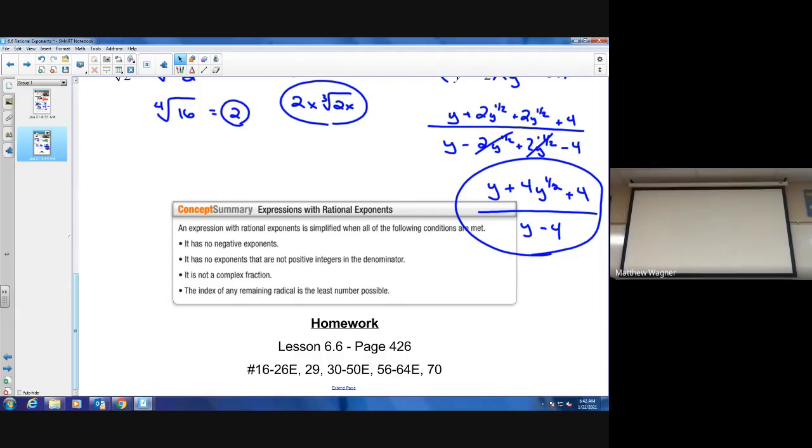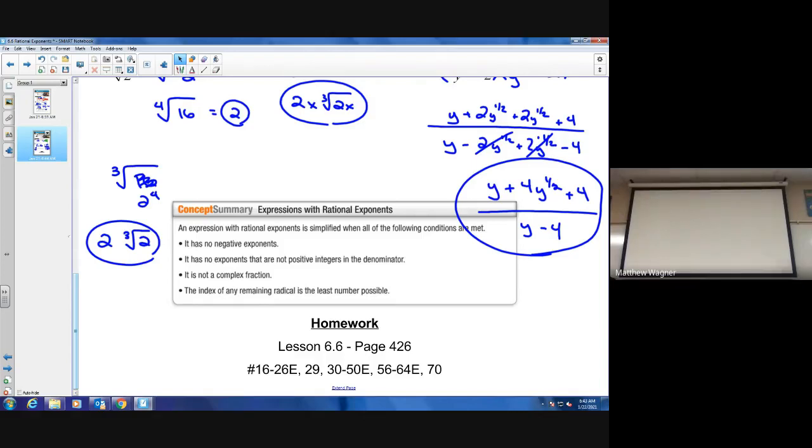So if we had the cube root of 16, we want to make sure that this is 2 to the 4th, and that it's as small as possible. So I could take out 2 cubed, or the cube root of 8, which is 2, and then I have the cube root of 2 left over. Homework's on the bottom.